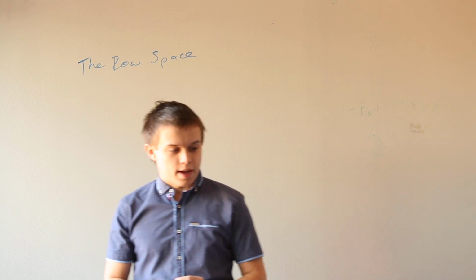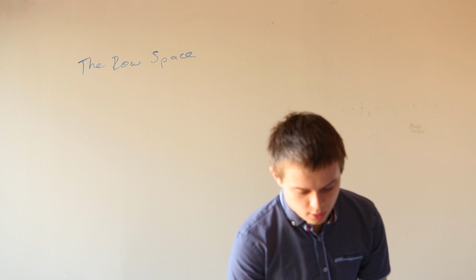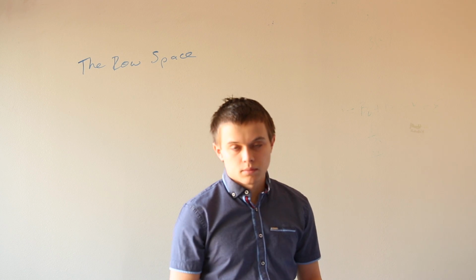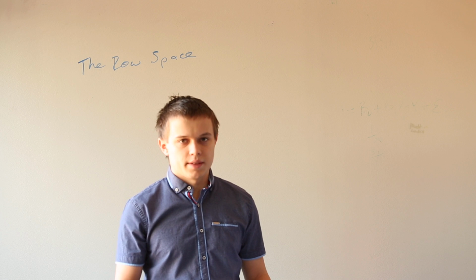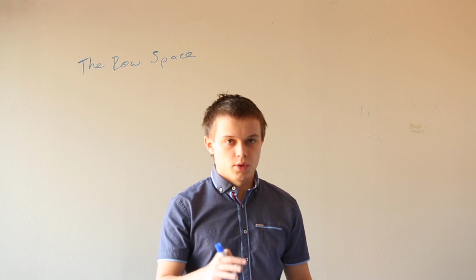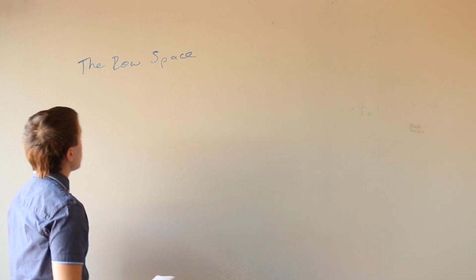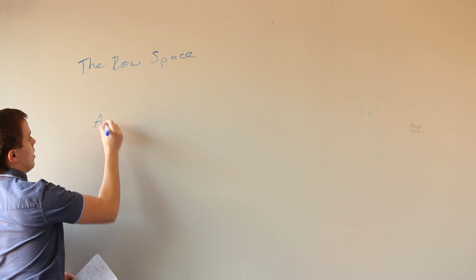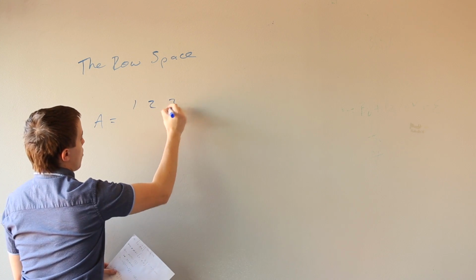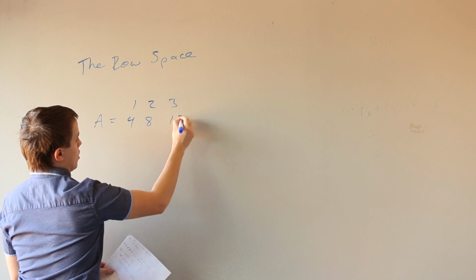Okay, so let's look at row spaces. Now, the row space is a space that is spanned by the set of vectors of any given matrix that correspond to the rows of that matrix. So let's take some matrix A and let it equal 1, 2, 3, 4, 8, 12.